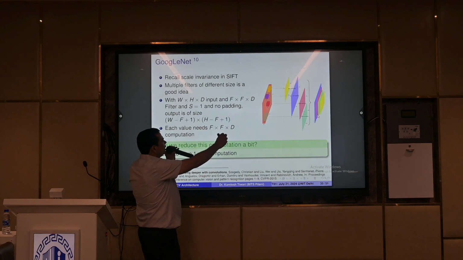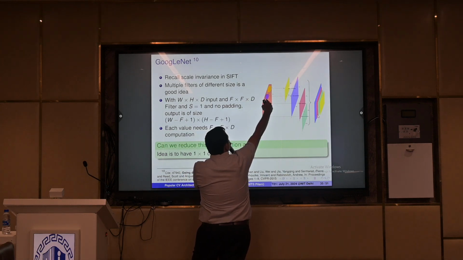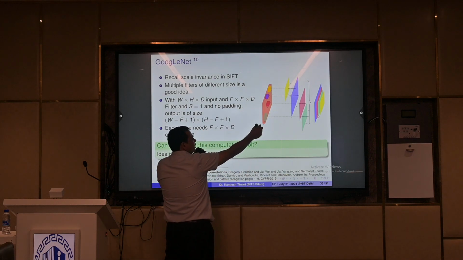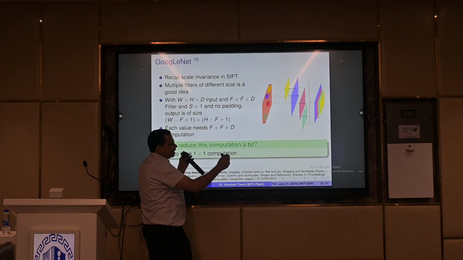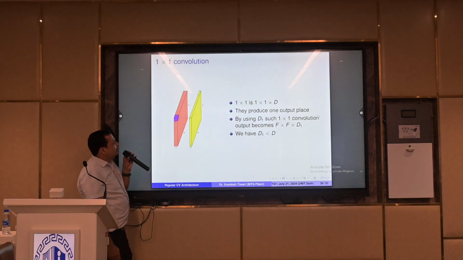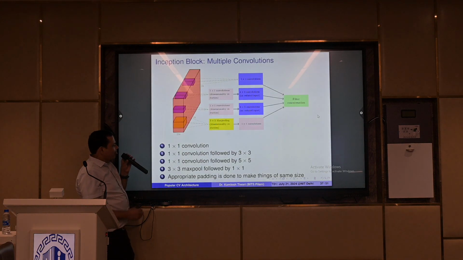So here 1x1 was written, na? 1x1. This 1x1 does what? This is a big thing, D is a big thing. It tries to reduce it so that the number of processing required is actually less. Okay.